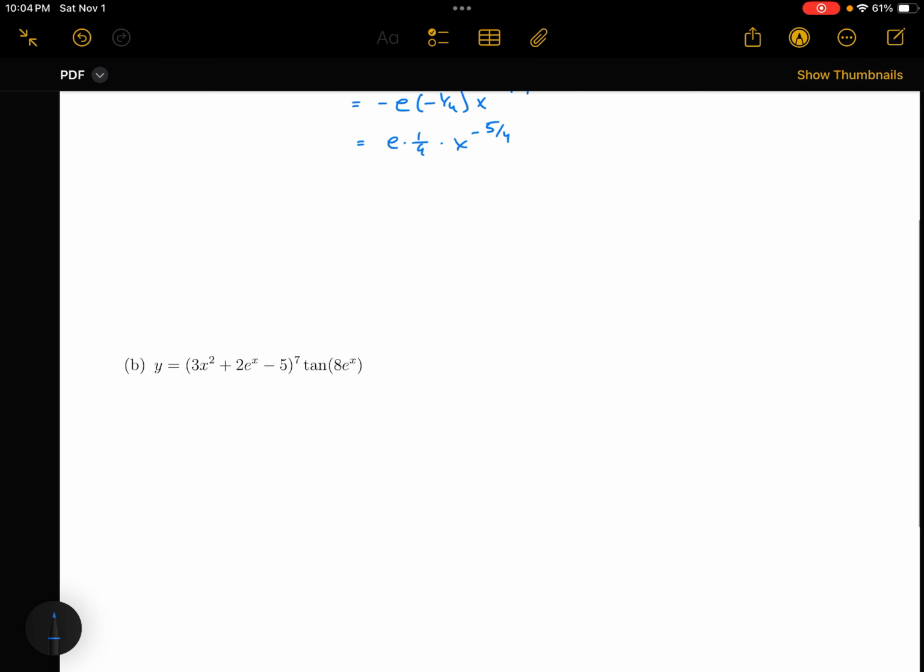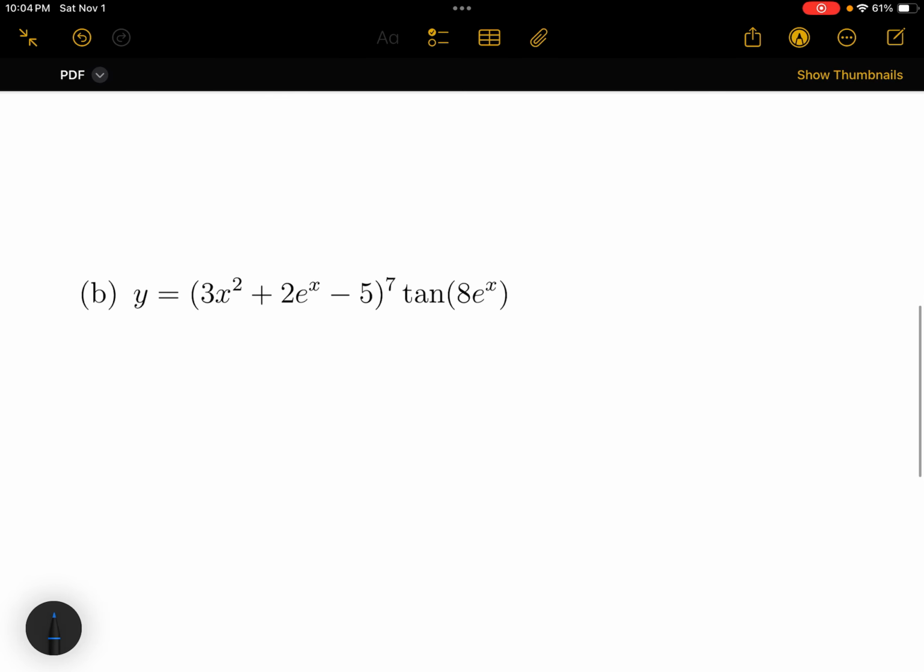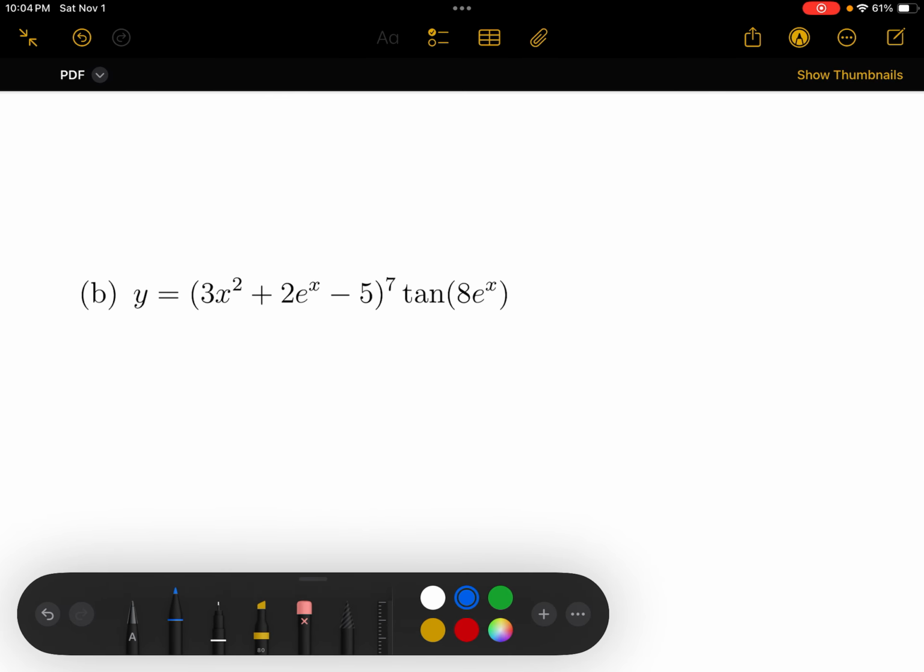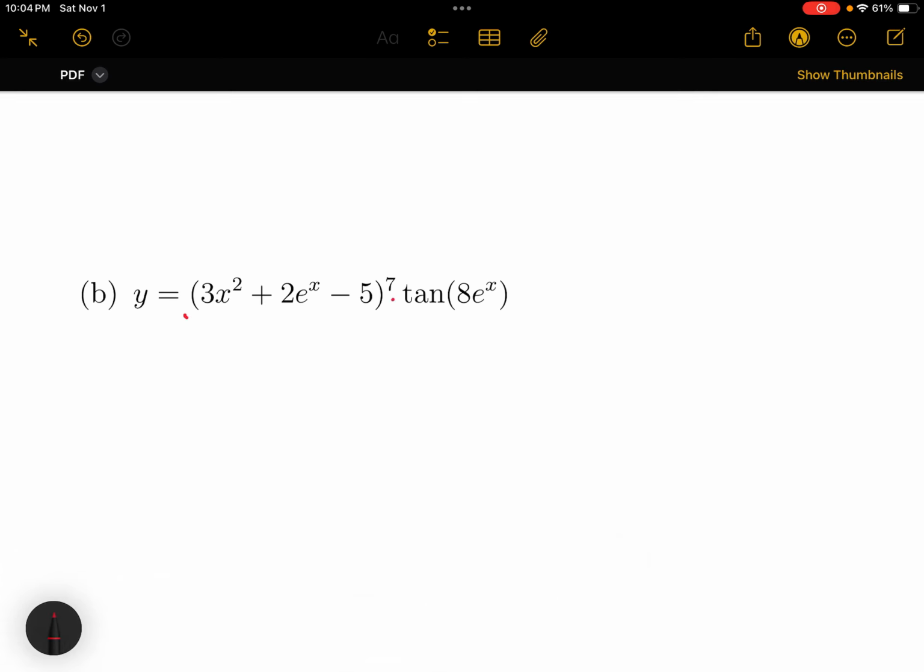Moving on to the second problem. Here, obviously, we have a product. This is going to be my function f, and this is going to be my function g. Just as a reminder, derivative of f times g is f prime g plus f g prime.